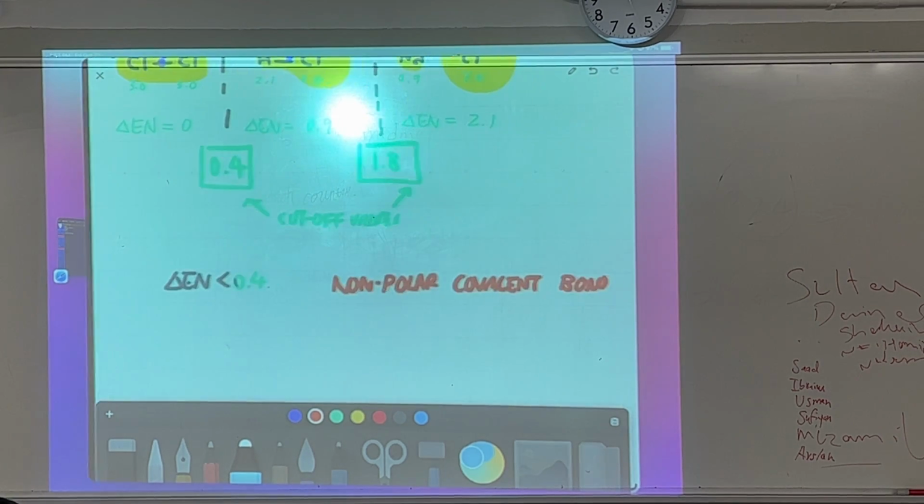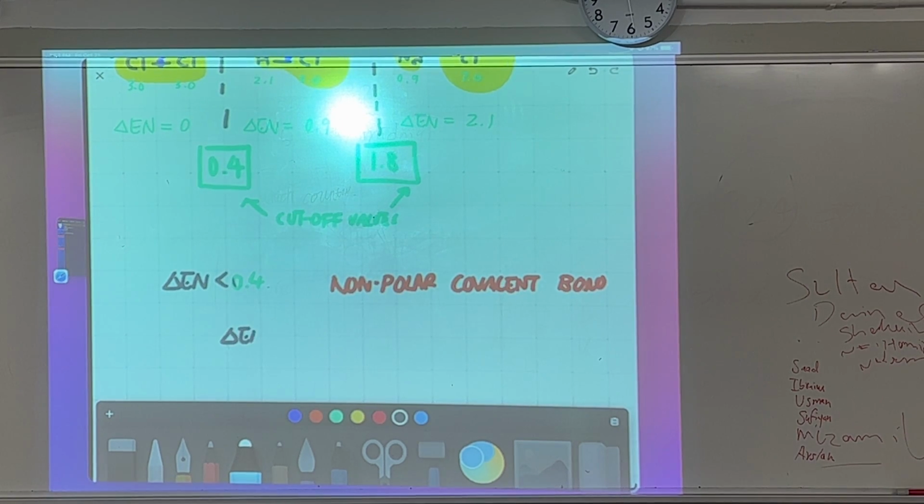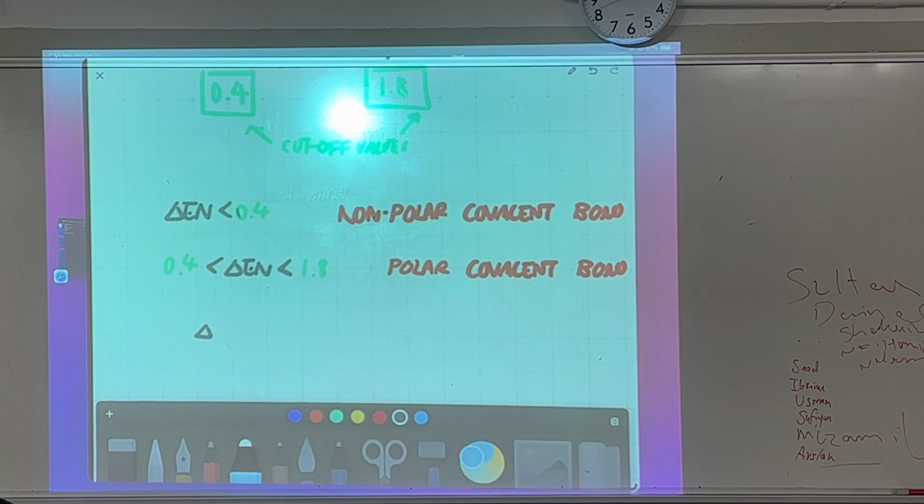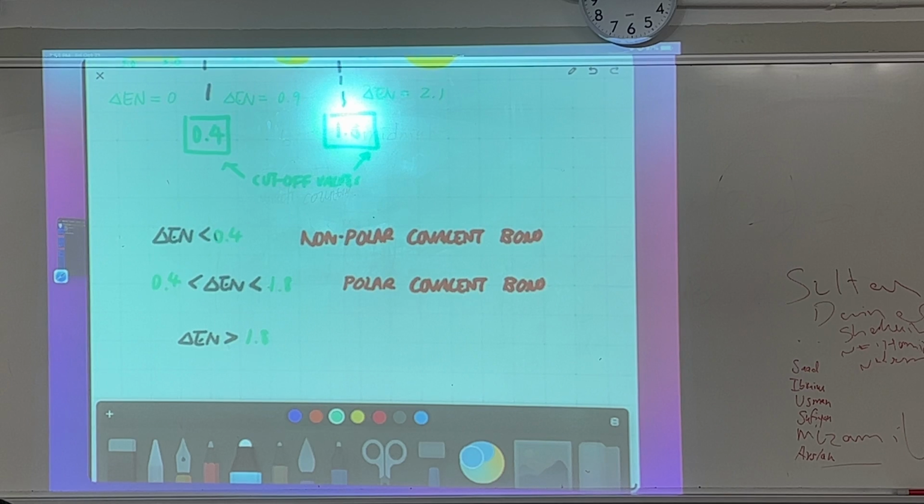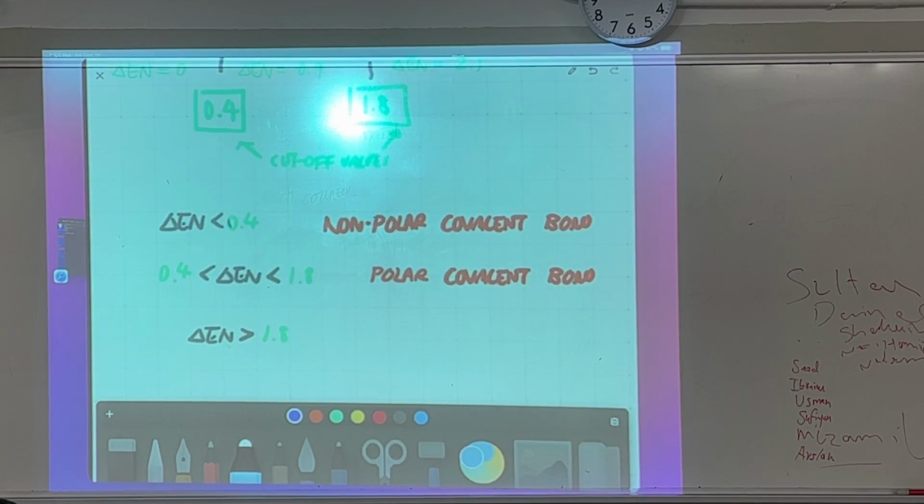But if you have a bond with electronegativities between two numbers, 0.4 and 1.8, that's what we call a polar covalent bond. What if the difference is much larger than 1.8? Okay, so that the delta EN exceeds 1.8. Well, we call that an ionic bond. So that will be called an ionic bond.